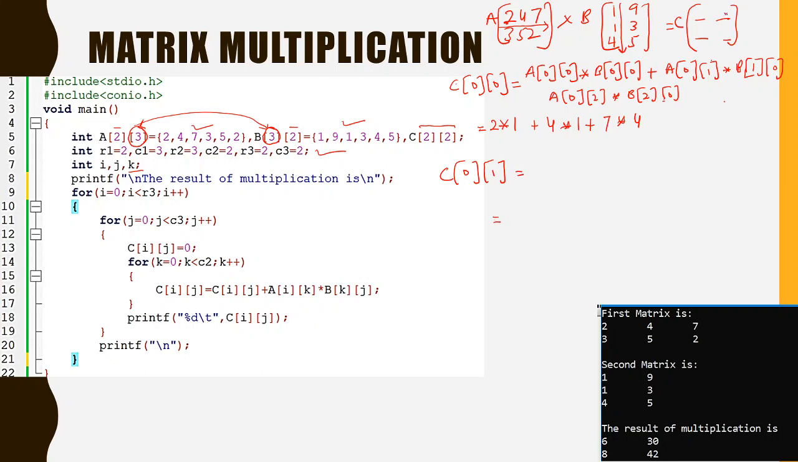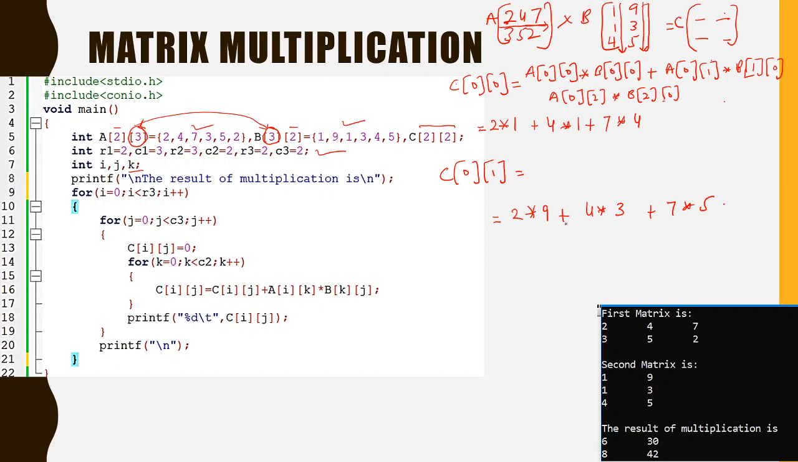For getting this particular element, this is your 0 comma 1, or you can say first row and second column. So you will take the first row and multiply it with the second column. So you will simply do 2 multiply 9 plus 4 multiply 3 plus 7 multiply 5. This you will do for multiplication of first row and second column.